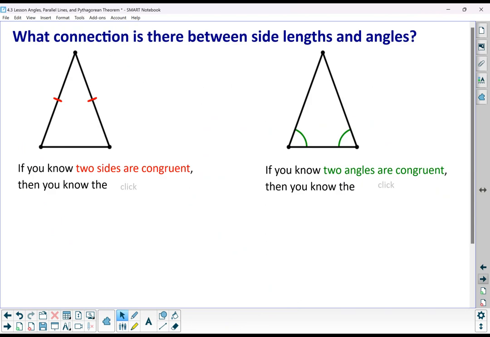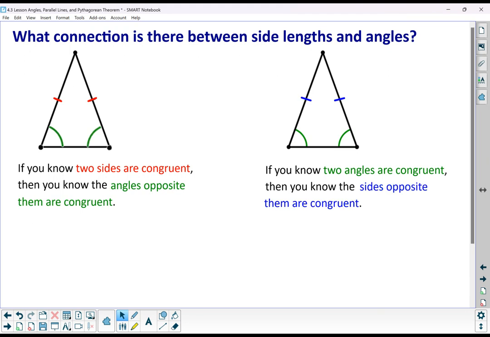What connection is there between side lengths and angles? Well, if you know that two sides are congruent, then you know that the angles opposite them are congruent. And the reverse of that is also true. If you know two angles are congruent, then you know the sides opposite them are congruent.